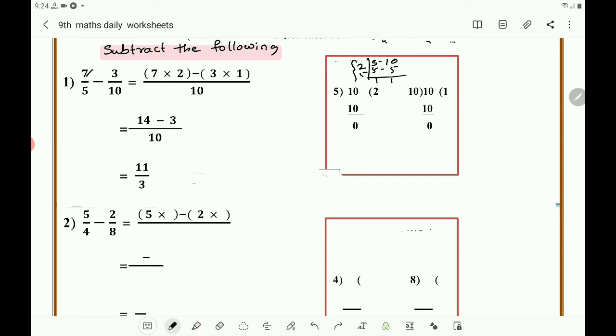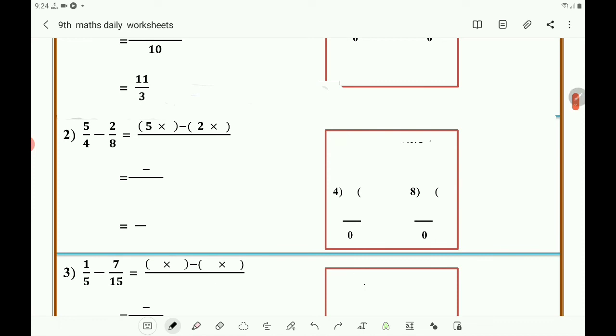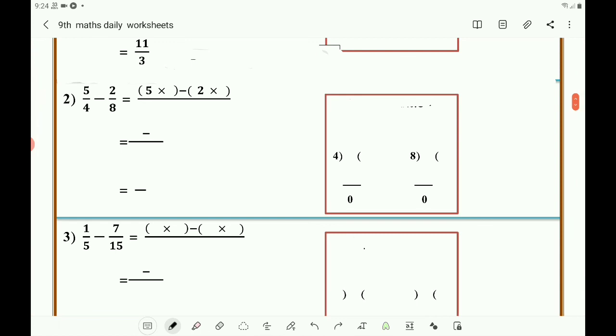Next, you take 5 by 4 minus 2 by 8. Here also find the LCM of 4 and 8. After getting the LCM of 4 and 8, here you find 5 is to be multiplied by which number, 2 is to be multiplied by which number. Here 4 and 8 are there, means 8 is a multiple of 4 and usually you will get 8 as the LCM. 4 2s are 8, 8 1s are 8. And you do the subtraction here.